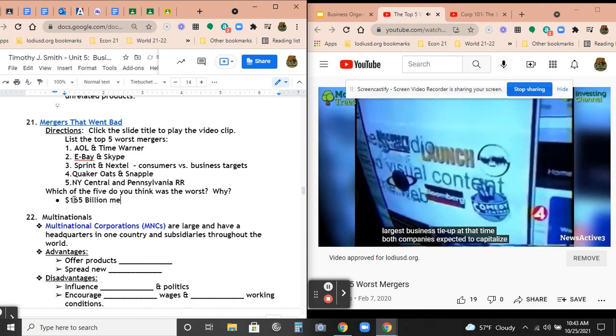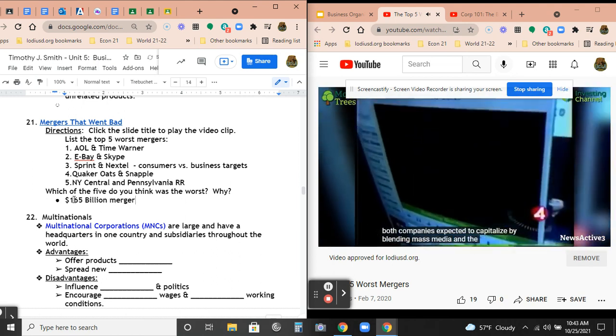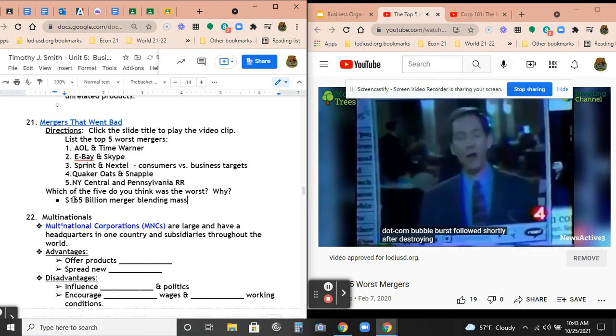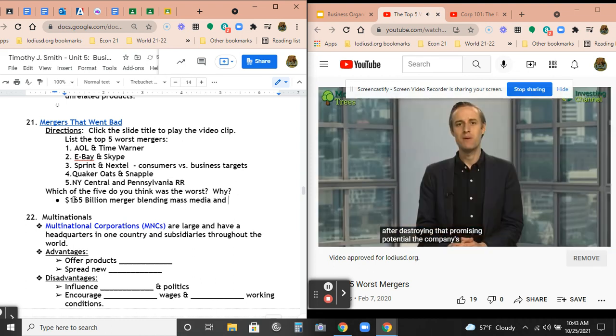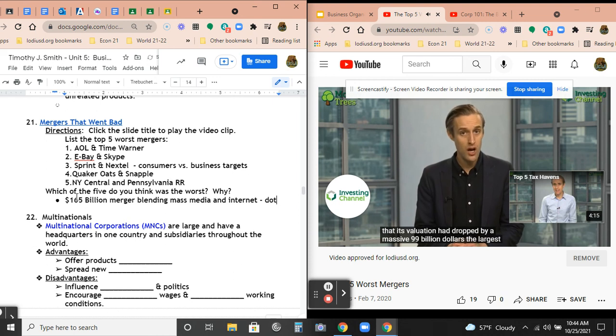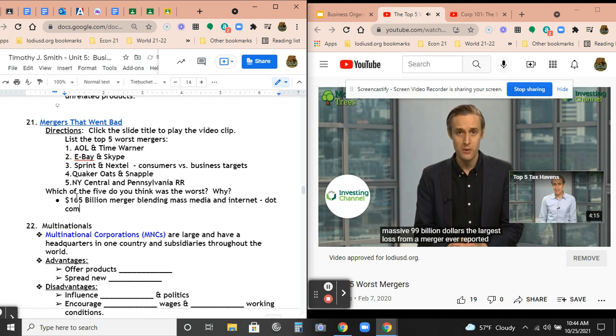Both companies expected to capitalize by blending mass media and the internet. The dot-com bubble burst followed shortly after, destroying that promising potential. The company's value crashed dramatically, and in 2002, it was reported that its valuation had dropped by a massive $99 billion, the largest loss from a merger ever reported.